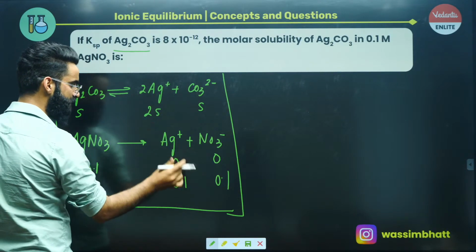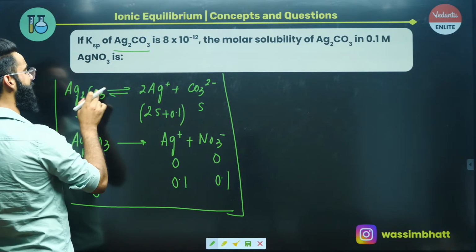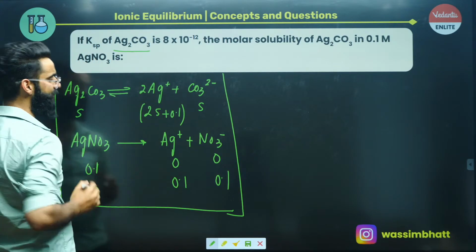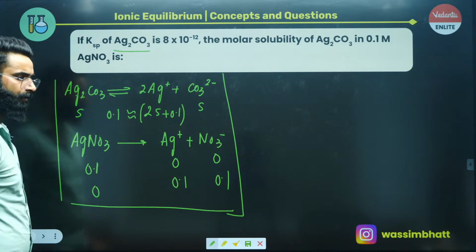So what is the total common ion concentration? Isn't it going to be 2S plus 0.1? Absolutely. And due to the common ion effect, what is going to happen to the solubility of Ag2CO3? It will decrease because the reaction favors the backward direction. So due to that, it will be only 0.1 now, right?